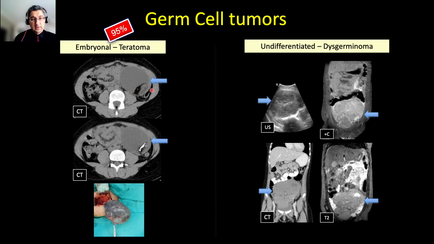We see them with typical fat content and sometimes calcification and ossification and cystic component. That's typical. For the undifferentiated, there are no diagnostic imaging features. It looks as a heterogeneous tumor in the ovary, and it's dysgerminoma, the most common malignant tumor.